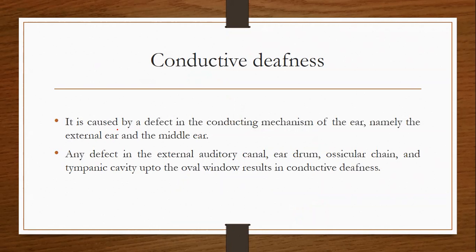It is mainly caused by a defect in the conducting mechanism of the ear, namely the external and the middle ear, because these two structures are mainly involved in transmitting the sound waves from the external atmosphere to the ear. So any defect in this conductive mechanism, or any problems in the external and middle ear, can result in the development of conductive deafness.